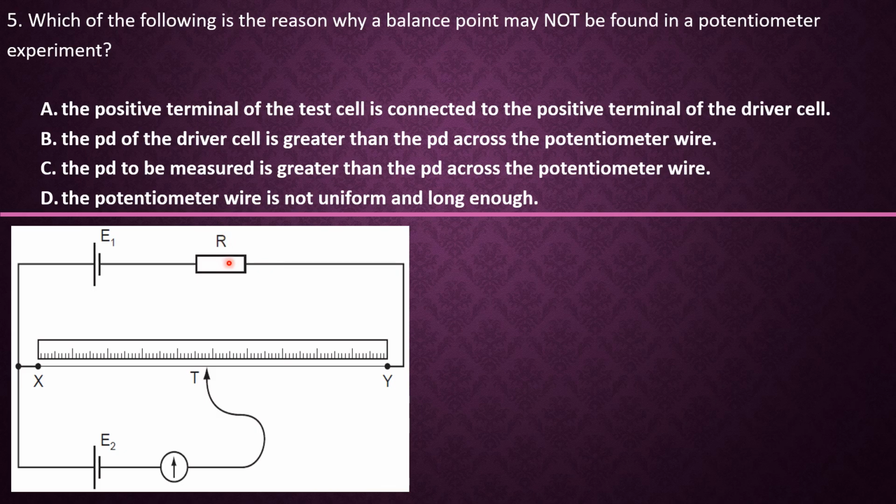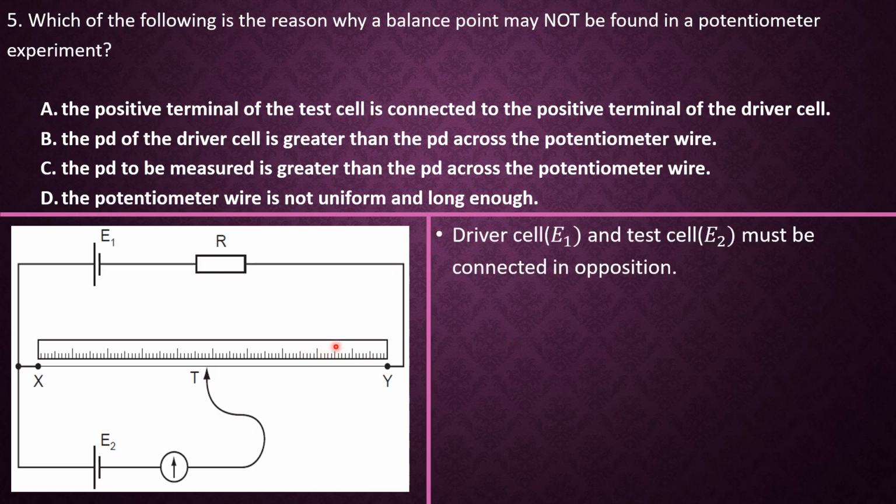And so this R basically regulates how much potential, or PD, is dropped across the entire potentiometer wire. So if we reduce R, we're increasing the total PD that is available to be dropped across this wire, according to the potential divider rule, right? Because this EMF is basically shared between R and the entire wire XY. Okay, so we can actually go on and give the rules for a balance point to be found on this potentiometer wire.